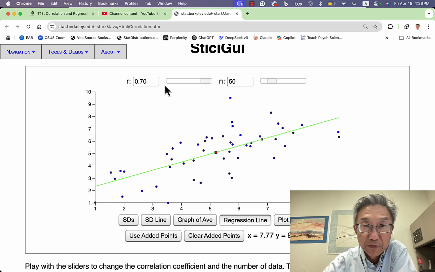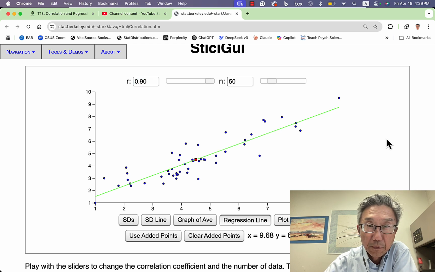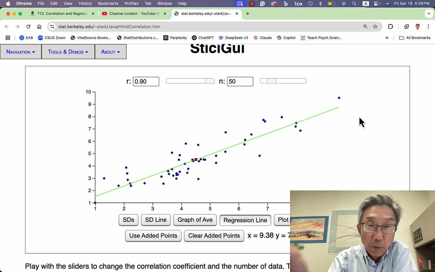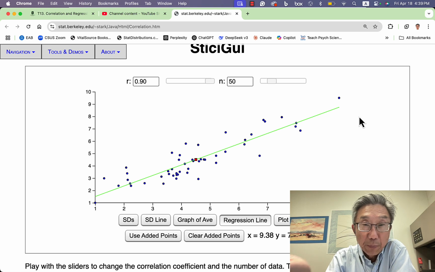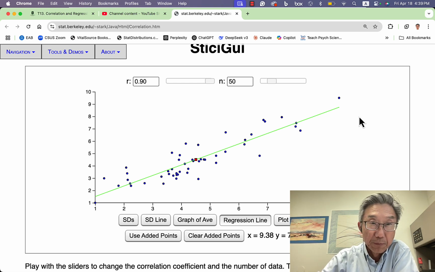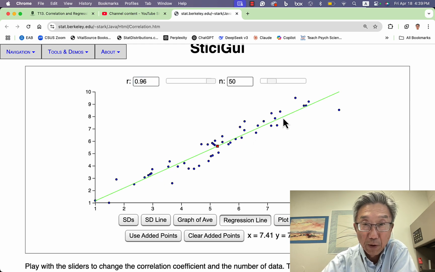So this is 0.5, this is 0.7. What if the correlation equals 0.9? Okay, they're getting closer to the regression line. In other words, when the correlation increases, the prediction gets better and better, in the sense that the error, the residual, is going down. And what happens if the correlation goes even higher, 0.95? Now they get even closer to the regression line. The residuals are getting smaller and smaller.